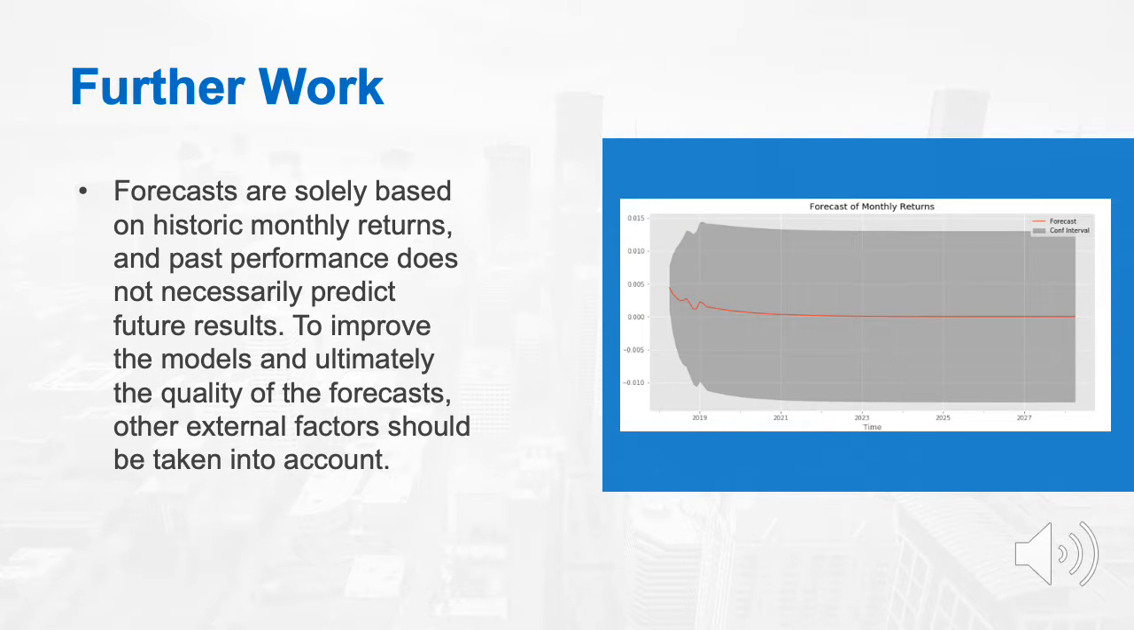Further work: since forecasts are solely based on historic monthly returns, past performance does not necessarily predict future results. Therefore, to improve these models, it would be best to include exogenous variables. That means features that are not considered in the model at this moment, which could be historical crime rates, tax rates, population growth rates, that could capture more of the signal that was not captured with this model, and they should be taken into account.